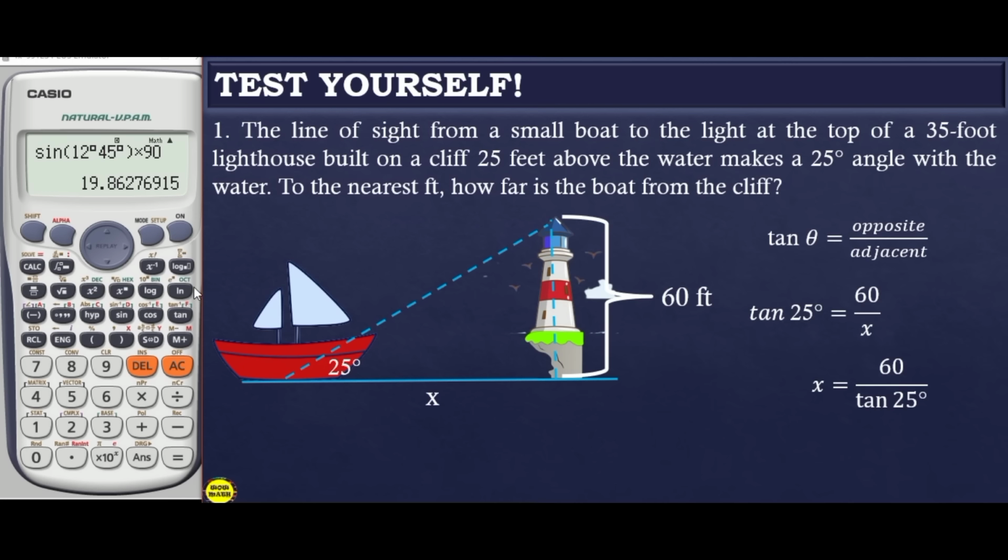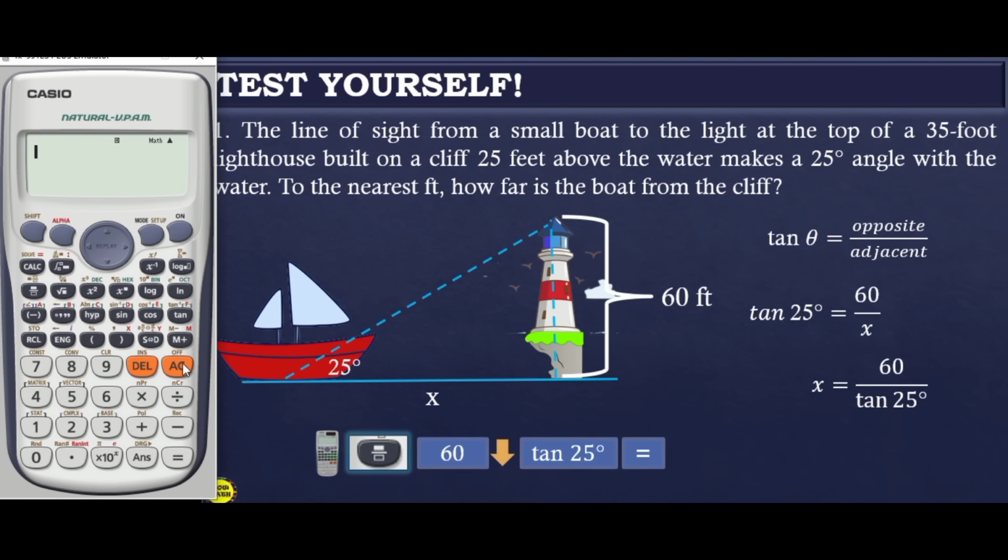So, isolve po natin ito using calculator. So, we have... Okay, click po natin ito. And then 60, arrow down. And then tangent, 25. Okay, so don't forget to close, equals. So we have 128.67.